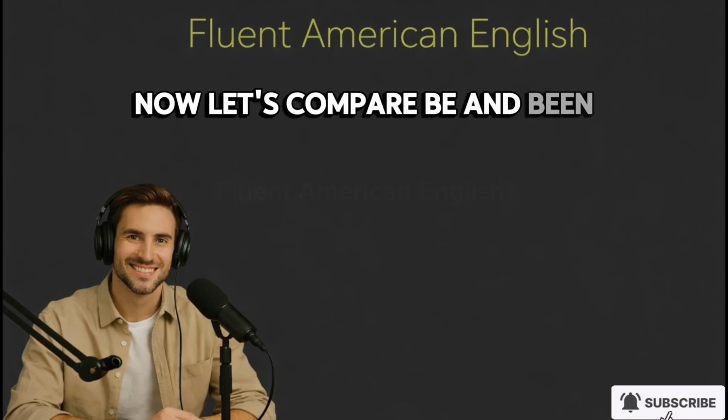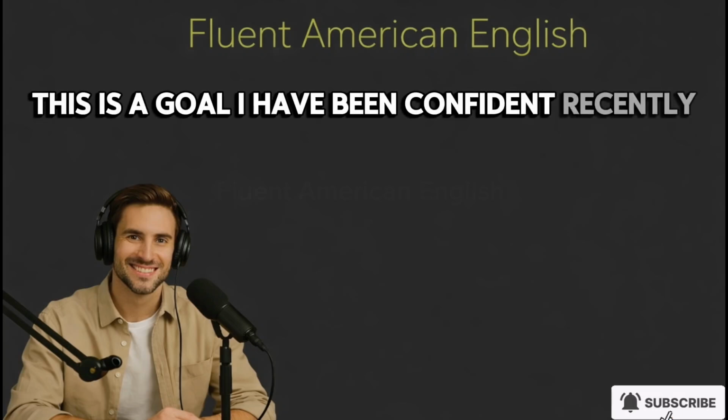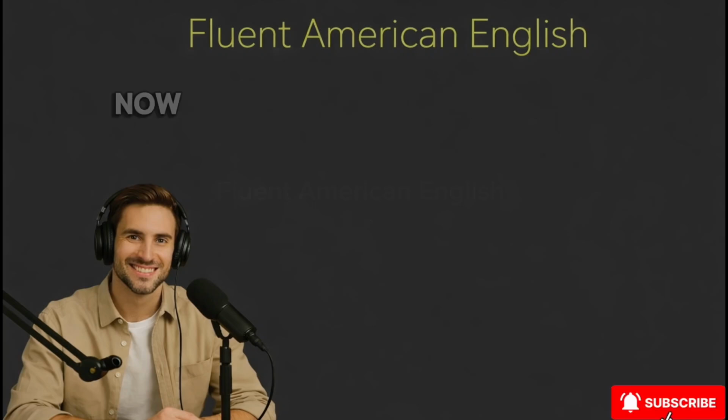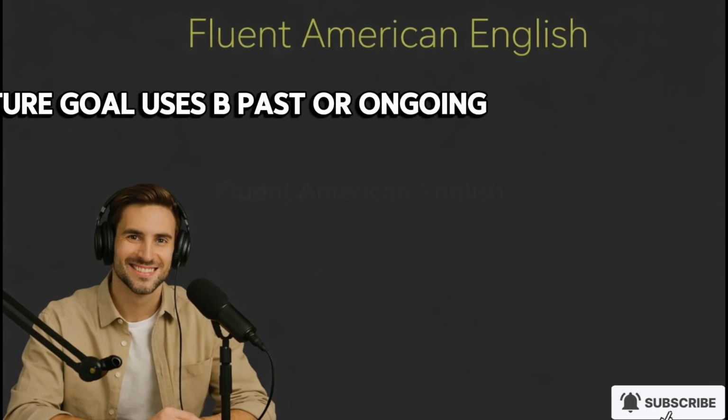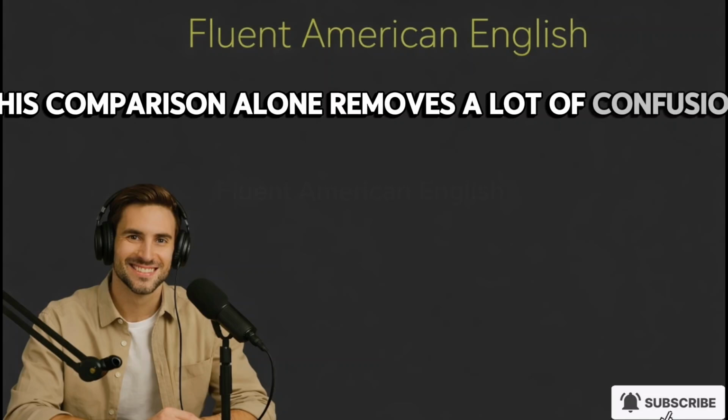Now let's compare be and been very simply. I want to be confident. This is a goal. I have been confident recently. This is an experience. Different meaning, different time, different usage. Now repeat this idea in your mind. Future goal uses be. Past or ongoing experience uses been. This comparison alone removes a lot of confusion.